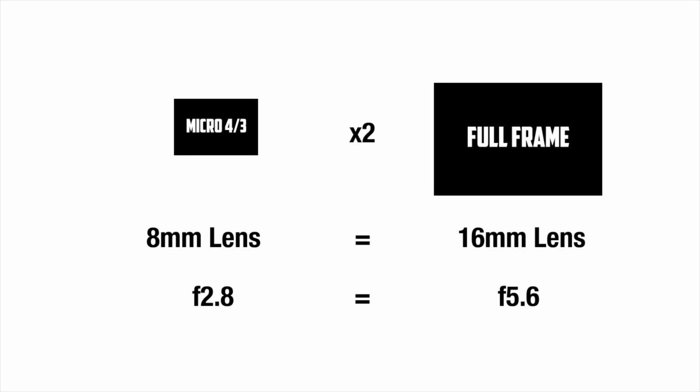So for example, if I'm shooting on the GH5 on my 8mm lens at f/2.8, that means in full frame I would be shooting at a 16mm lens with an f-stop of 5.6. And this is the biggest issue that a lot of people don't realize: when you're shooting on a micro four thirds camera, your aperture is greatly affected by the sensor size. So if you're shooting on a 2.8 lens, you're actually shooting on a 5.6 lens when you make it equivalent to a full frame camera.